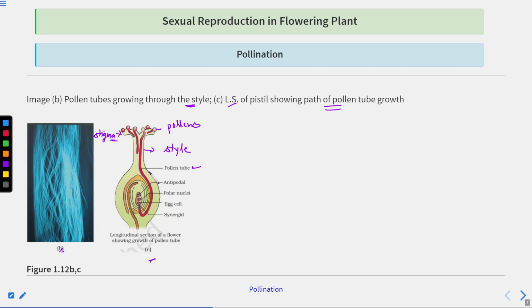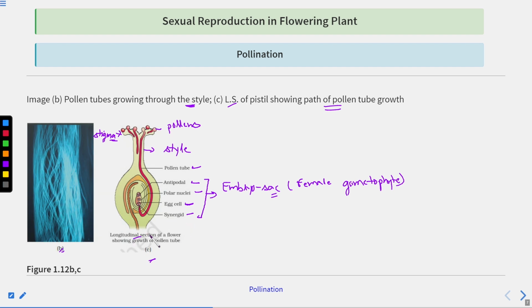You can see here the pathway of the pollen tube. It is traveling, and then this is the embryo sac here. So the embryo sac consists of the antipodals, polar nuclei, egg cell as well as the synergids. So these are the cells of the embryo sac. The embryo sac is also known as the female gametophyte and it is present within the ovule. Clear? Now the embryo sac consists of the egg cell, which will be fertilized by the male gametes, which are derived from the pollen tube.